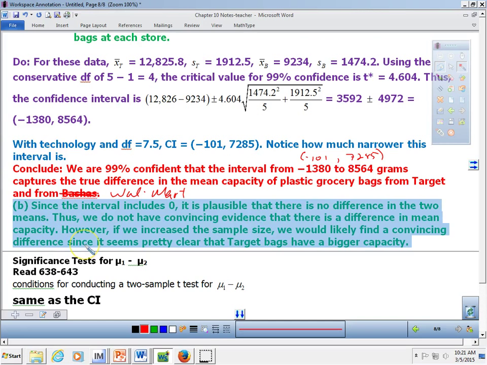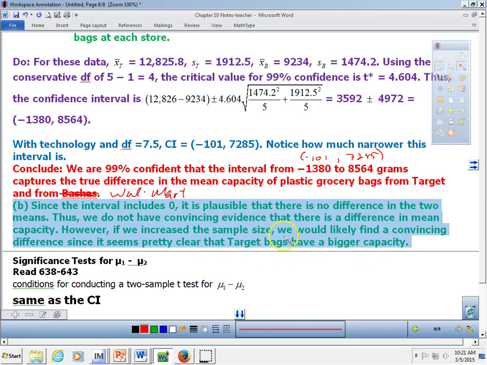So part B, since the interval includes 0, which is another reason, right? Since negative on one side, positive on the other means 0's in there somewhere, then it's plausible that there's no difference in the two means. Thus, we do not have convincing evidence that there's a difference in mean capacity. However, if we increase the sample size, we would likely find a convincing difference, since it seems pretty clear that Target bags have a bigger capacity.